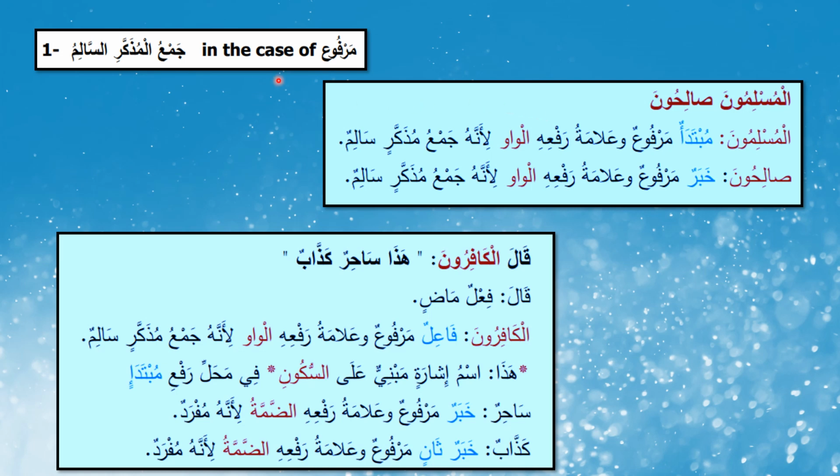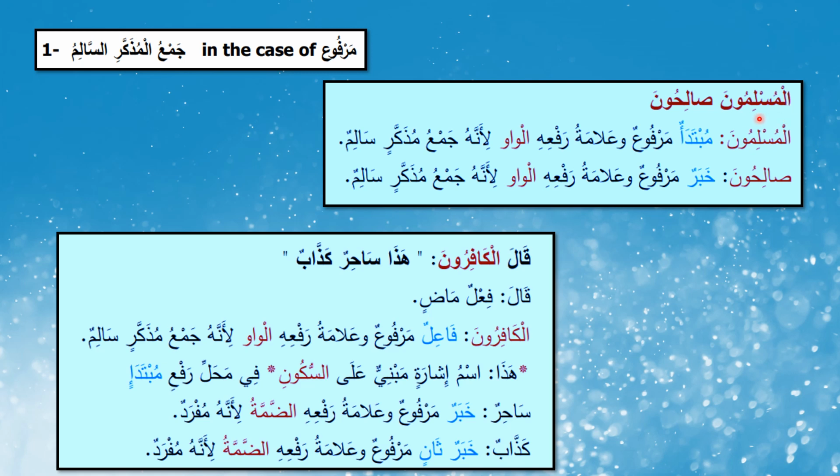Let's check the Arab of Jama Muzakkar Salim in Marfu case. When learning Arabic, you should not skip the Arab, the sentences, how you should explain in Arabic the Arab of the sentences or the particular nouns. Al-Muslimuna Salihuna. When doing the Arab, first of all you should check the type of the sentence. So this is our Jumla Ismiya.